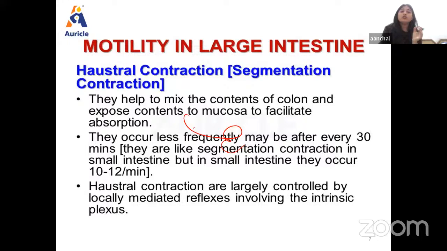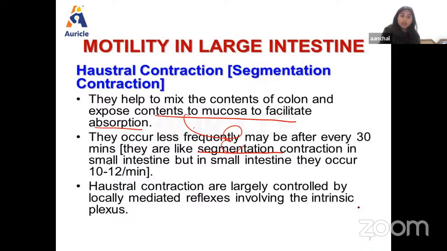They help in mixing the contents of the colon and moving them to facilitate absorption. They occur less frequently, maybe after 30 minutes. They are like segmentation, as we have talked; the segmentation movement occurs inside the small intestine, right? Now the haustral movements are largely controlled by locally mediated reflexes that involve the intrinsic plexus. So this movement is controlled by the intrinsic plexus, right?